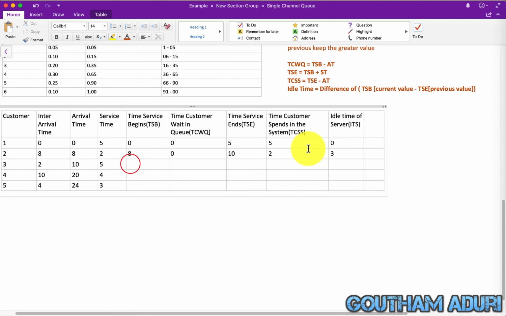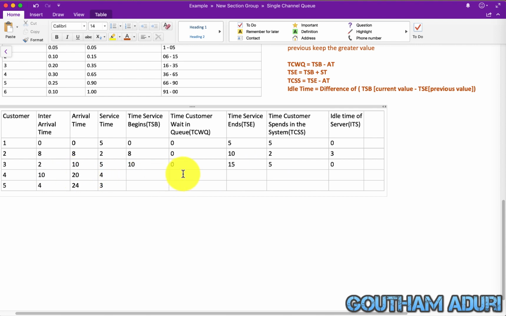The next one is time service begins. Compare time service ends 10 and arrival time 10. Both are at the same time, so it's the same. Time customer waits in the queue is time service begins minus arrival time, it's 0. Time service ends is time service begins plus service time, it's 15. Time customer spends in the system is time service ends minus arrival time, 15 minus 10, 5. Idle time of the server is the current value of time service begins minus time service ends, it's 0.